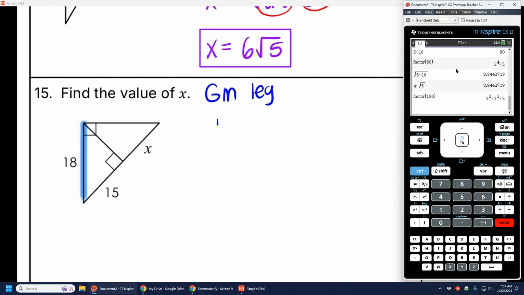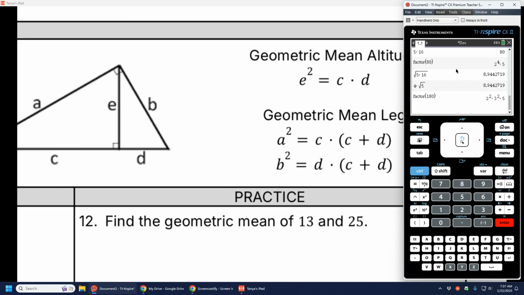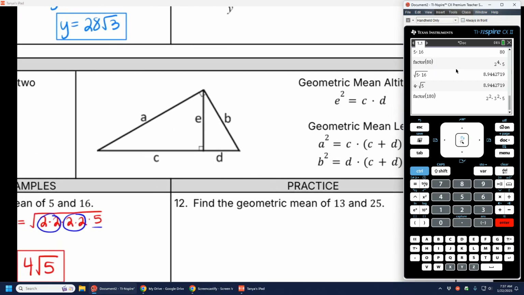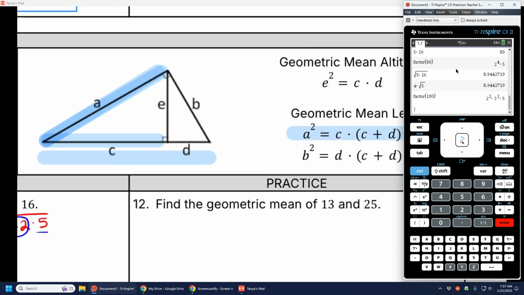So it always starts with the leg squared. So 18 squared equals the product of two things. I'm going to go back to my notes really quickly. So when you have leg squared, and I'm just looking at this first one, it's a squared, so you would square that one, equals c times c plus d. So the piece of the hypotenuse it's touching times the entire hypotenuse.